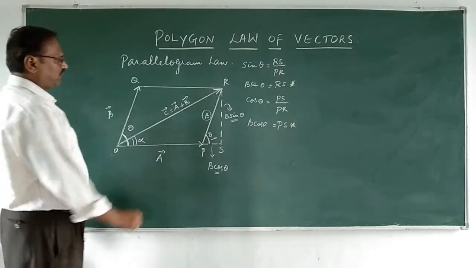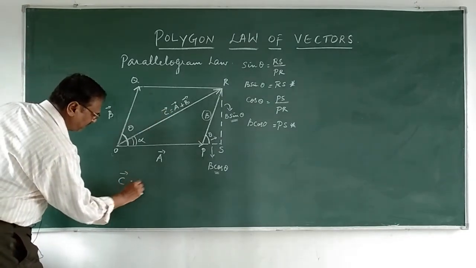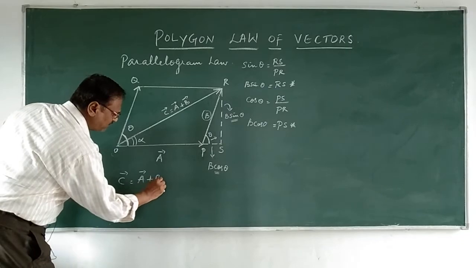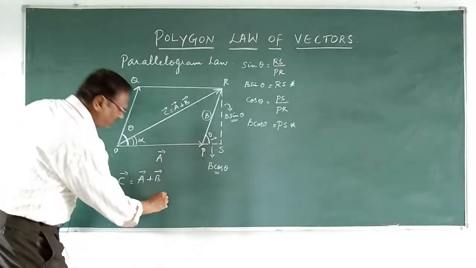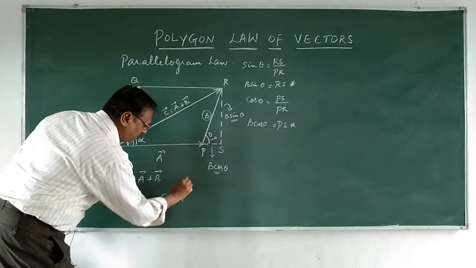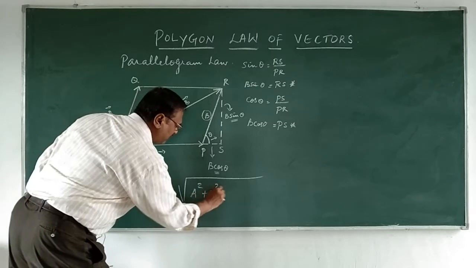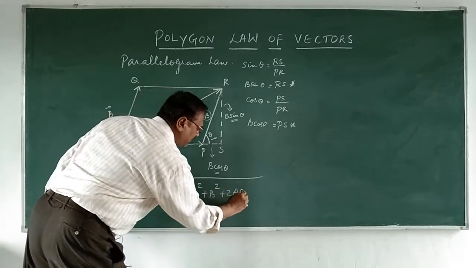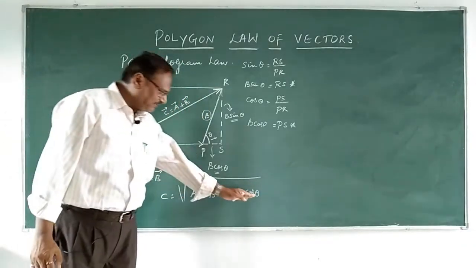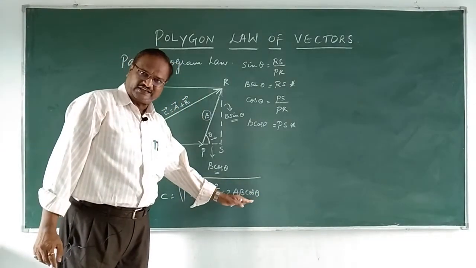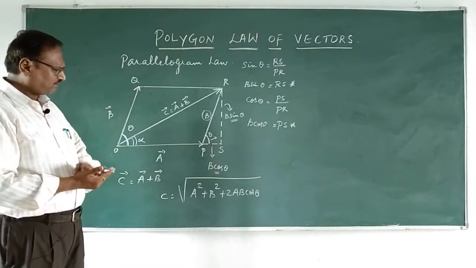Now suppose the resultant is here. We said that C vector is equal to A plus B vector in a generalized version. But using the parallelogram law of vectors, we found that C is equal to under root A square plus B square plus 2AB cos theta. Okay, and we said that theta let it be 0 degree, theta is 90 degree and theta is 180 degree. We did all these cases.